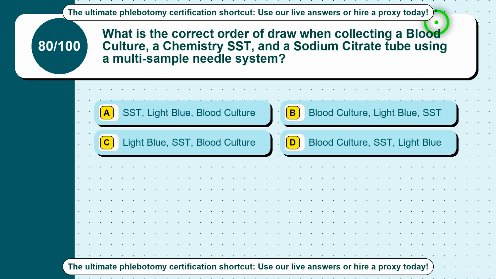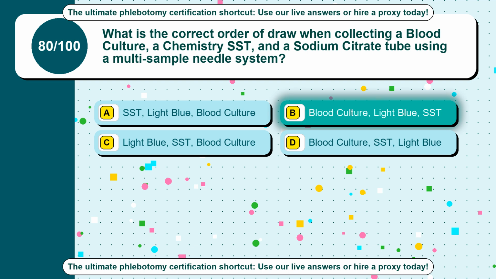Question 80. What is the correct order of draw when collecting a blood culture, a chemistry SST, and a sodium citrate tube using a multisample needle system? Option A, SST, light blue, blood culture. Option B, blood culture, light blue, SST. Option C, light blue, SST, blood culture. Option D, blood culture, SST, light blue. The correct answer is option B, blood culture, light blue, SST.